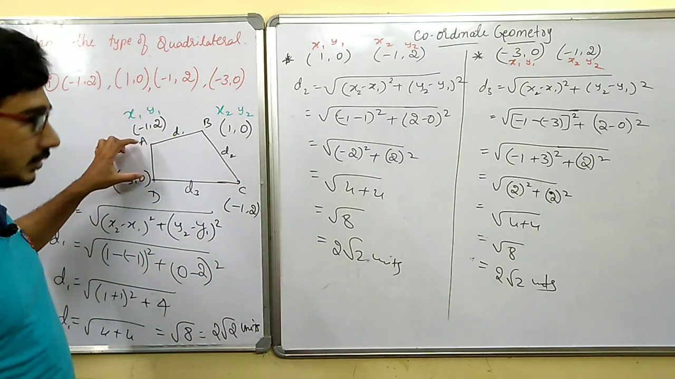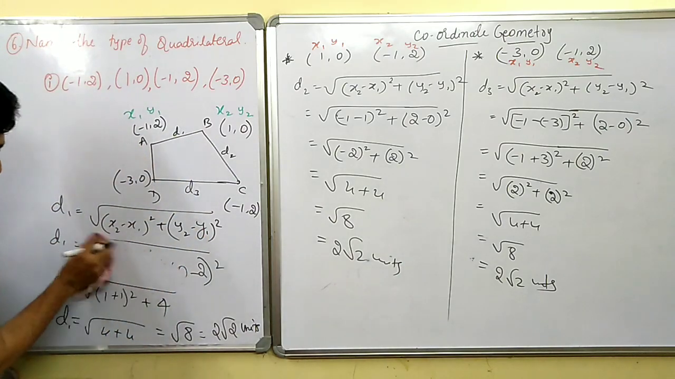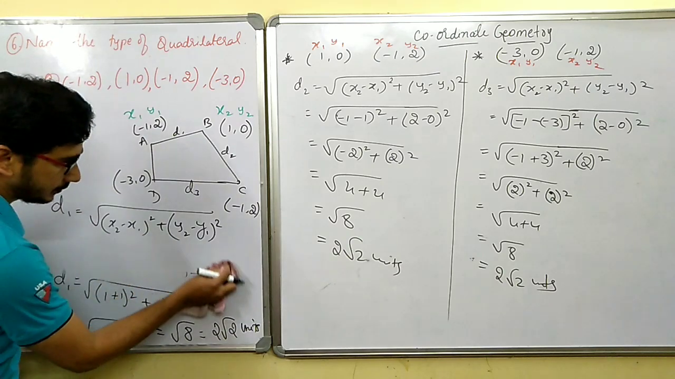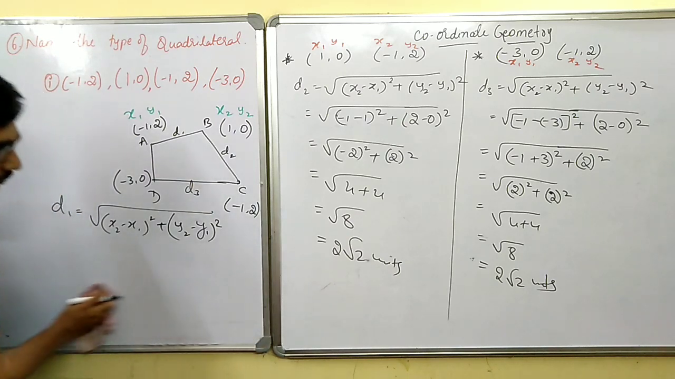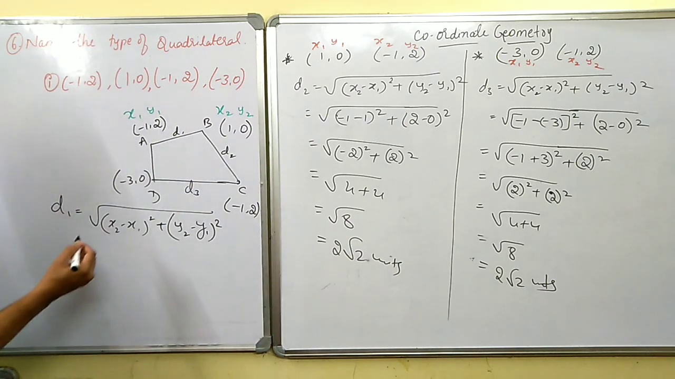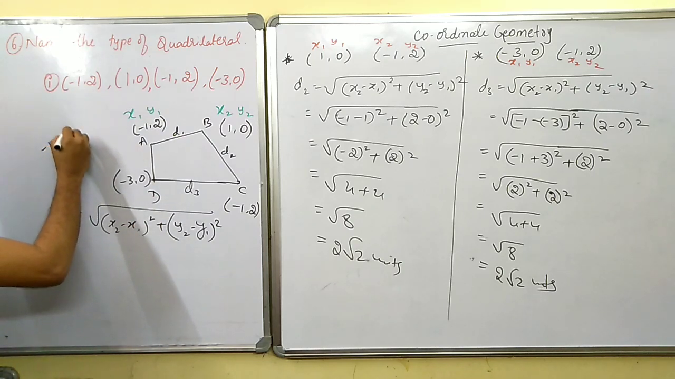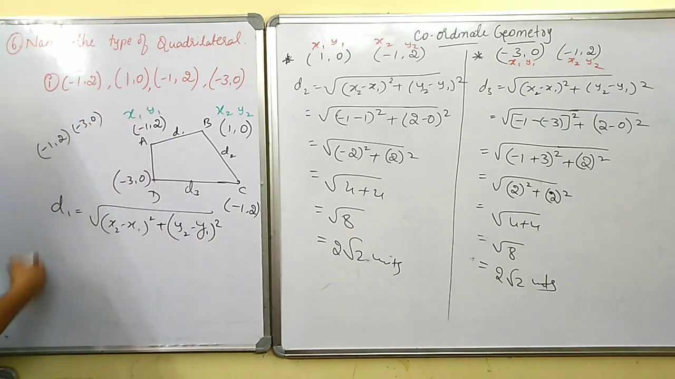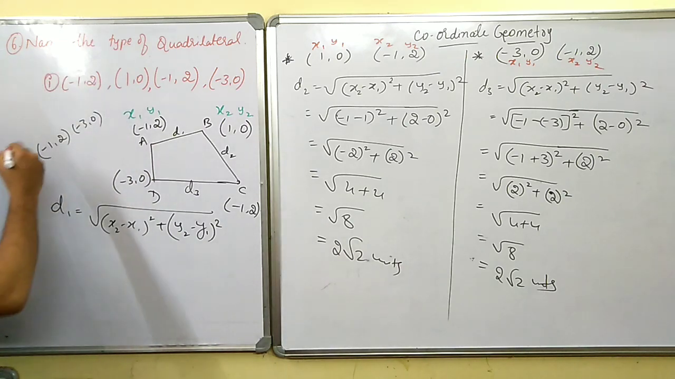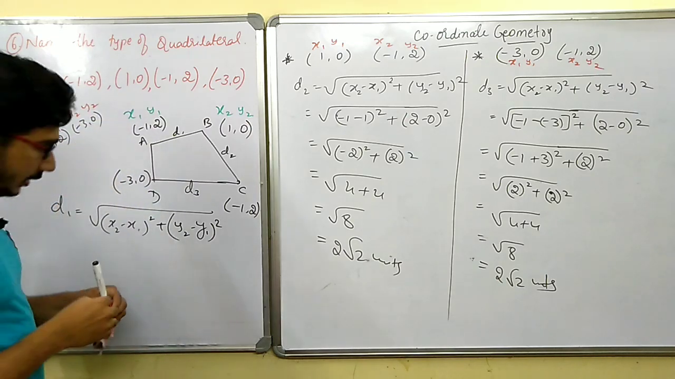Now finally we have to find this. So I'll erase this one now. Let us find AD. The points are -1, 2 here and -3, 0. These points are written here so that we can write separately. I'll call this x1, y1, x2, y2. So let me simplify it.